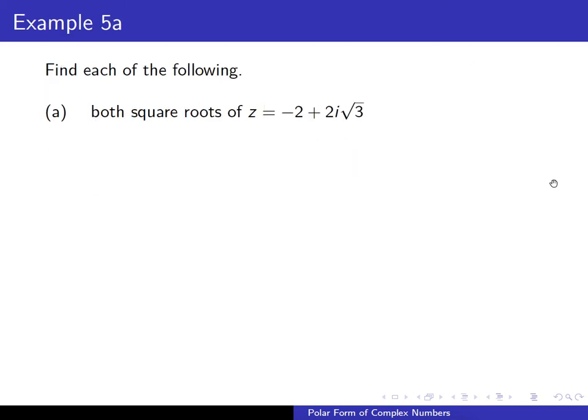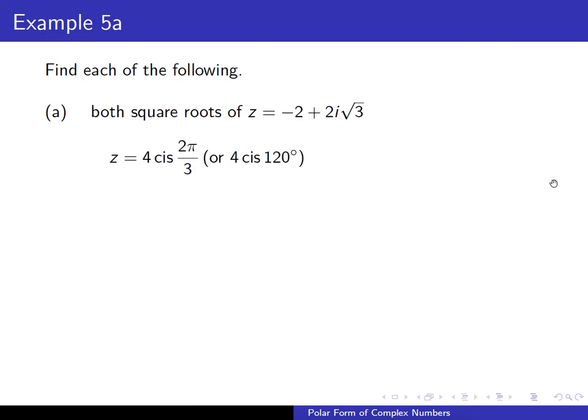So find each of the following. First up, both square roots of z equals negative 2 plus 2i times the square root of 3. So if we were to take the square root of both sides, we'd get one positive, one negative root. We're going to see how that plays out with this complex number.